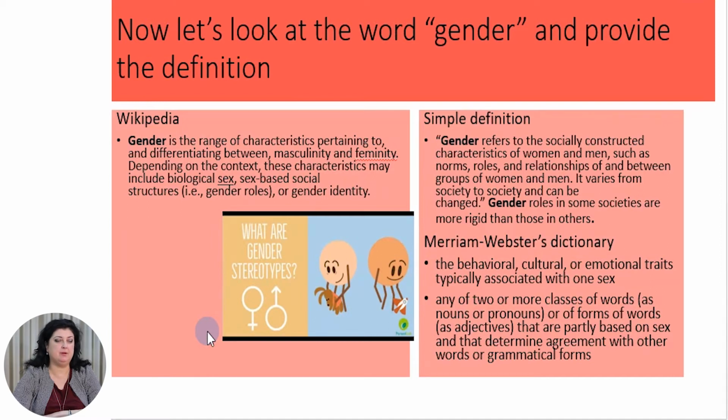And finally, from Merriam-Webster's dictionary, we see that gender is the behavioral, cultural, or emotional traits typically associated with one sex. It is any of two or more classes of words, as nouns or pronouns, or forms of words, as adjectives, that are partly based on sex and that determine agreement with other words or grammatical forms. Now you see what gender is, right?